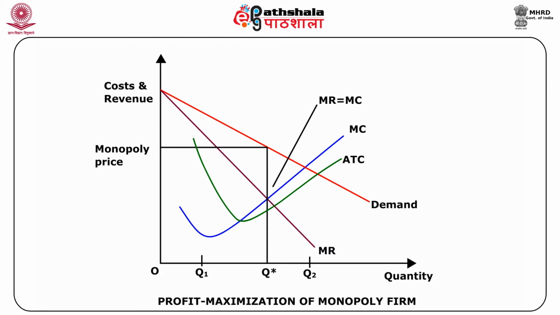A similar argument applies at high levels of output such as Q2. In this case, marginal cost is greater than marginal revenue. If the firm reduced production by 1 unit, the cost saved would exceed the revenue lost. Thus, if the marginal cost is greater than marginal revenue, the firm can raise profit by reducing production. In the end, the firm adjusts its level of production until the quantity reaches Q star, at which marginal revenue is equal to marginal cost.